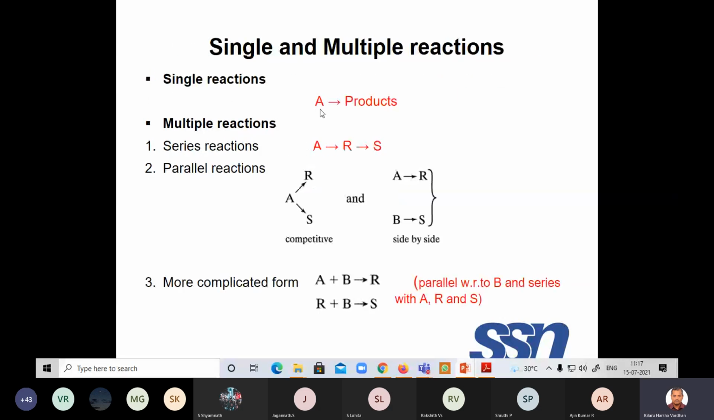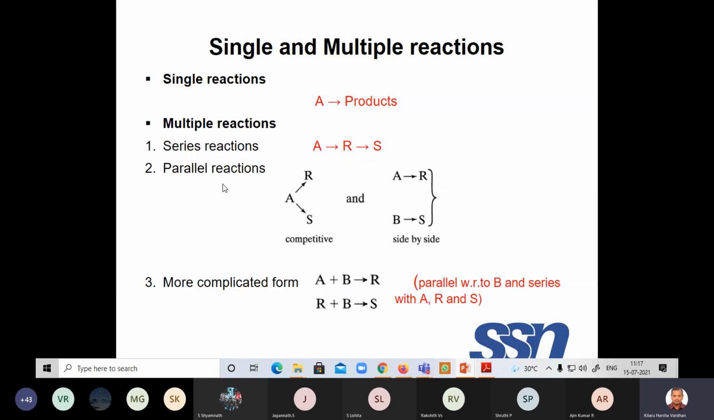Now, a single reaction is like this: A is giving some product. Whereas multiple reactions can be a series: A is giving R is giving S, where R may be a desired component. But if you're not taking enough steps, the desired component R may turn into an undesired component. Or sometimes S will become the desired component. It depends on the conditions of the product.